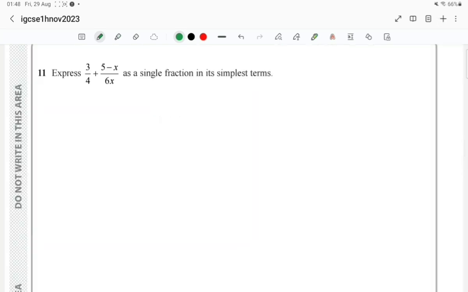Question 11. Express 3 over 4 plus 5 minus x over 6x as a fraction in its simplest term. So that means I need to put them both on the same denominator. And to do that, I need to find the LCM of that denominator. So the LCM of 4 and 6x is 12x, right?